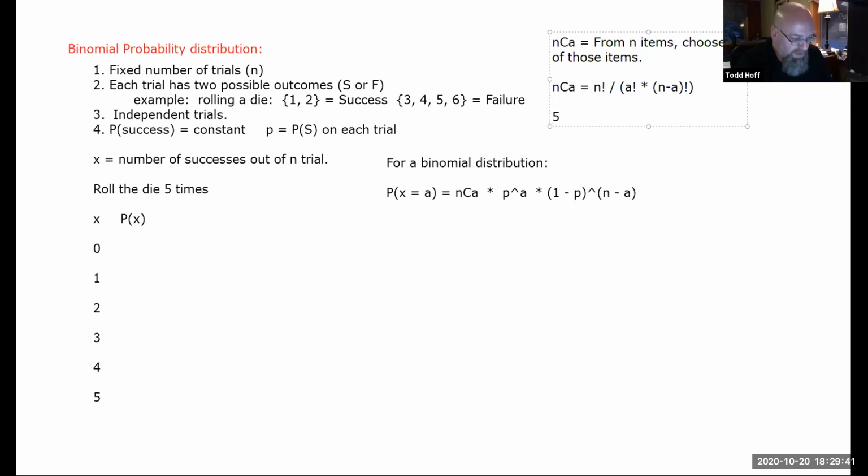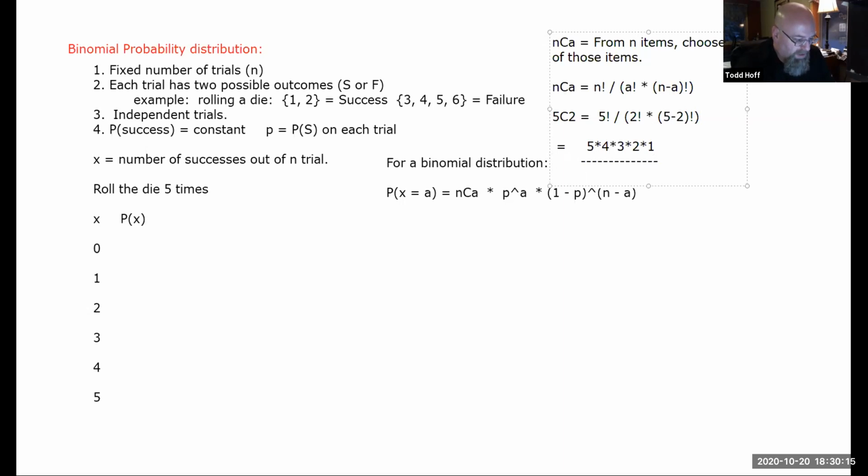Let's do 5 choose 2. Let's say we're going to do 2 successes. So that would be 5 factorial divided by 2 factorial times 5 minus 2 factorial. In other words, 3 factorial. So that would equal 5 factorial, which is 5 times 4 times 3 times 2 times 1. Factorial means that number times all the whole numbers smaller than it all the way down to 1.